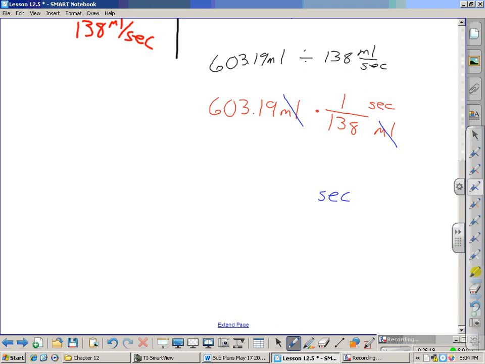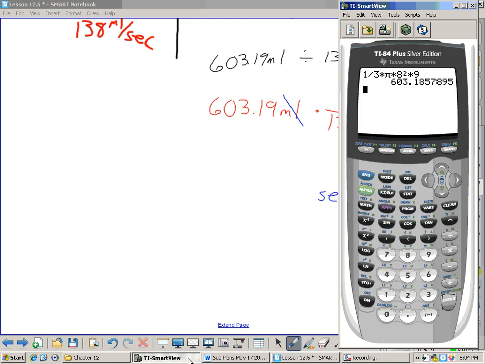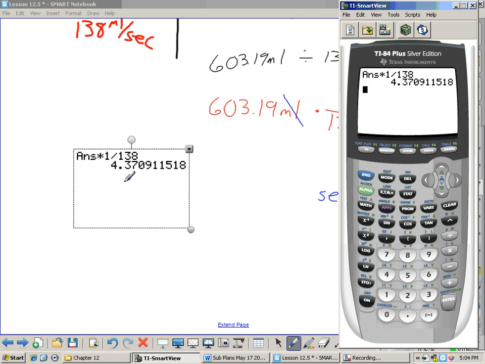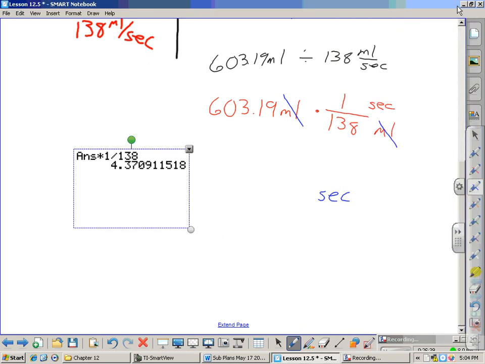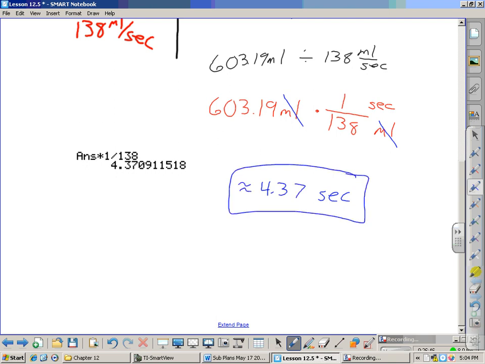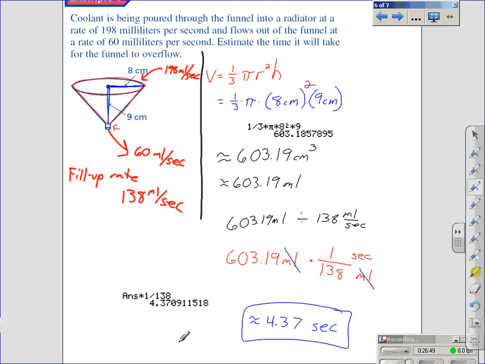And so then I'll take my calculator, take the answer we just got, so I'm going to clear it, second answer, and I'm going to multiply by the reciprocal, which is 1 divided by 138. So I'll put that work over there from the calculator, and as you can see, I got 4.37 seconds approximately. So let me go full screen so you can see everything, with now the mistake fixed, the fact that I forgot to square the 8.